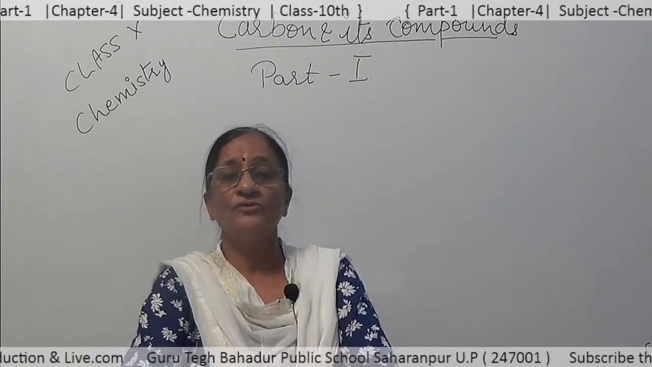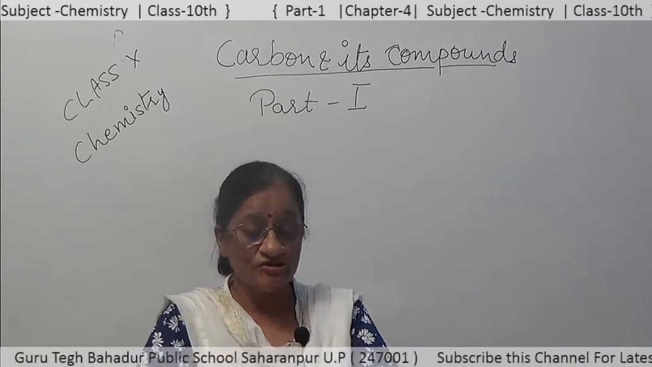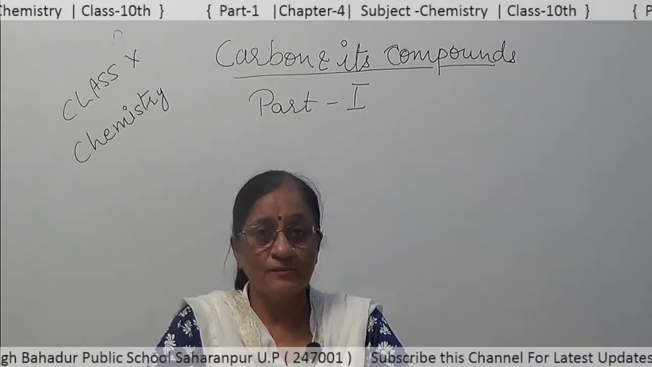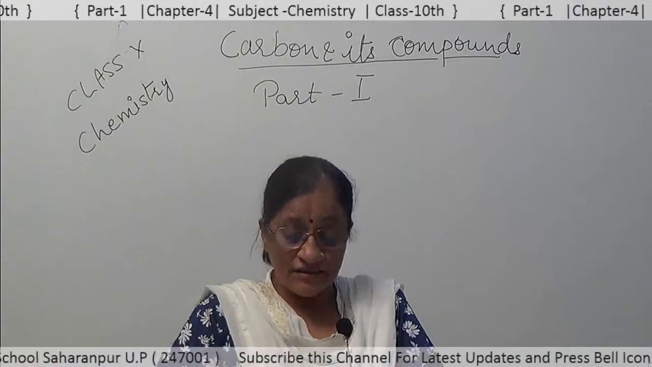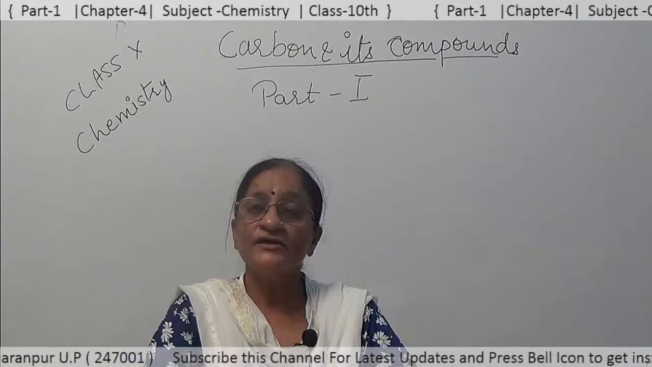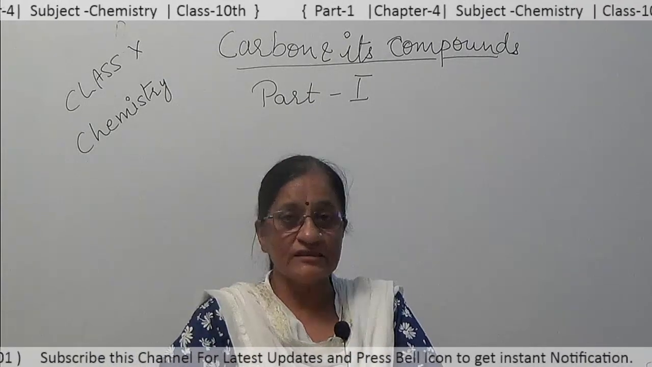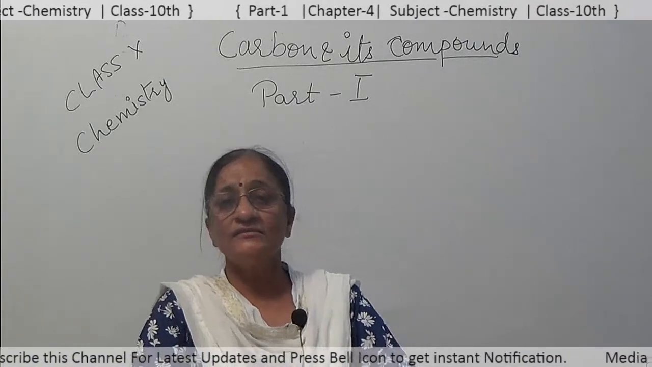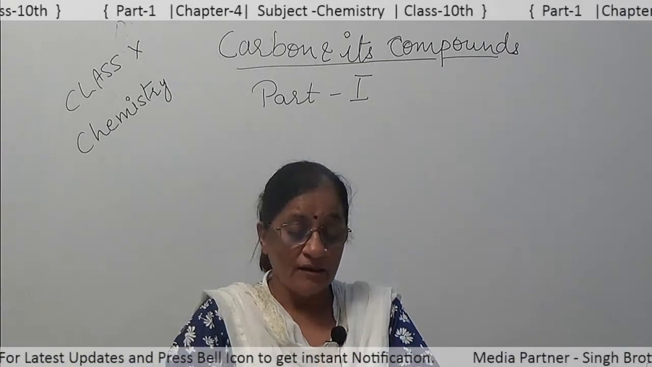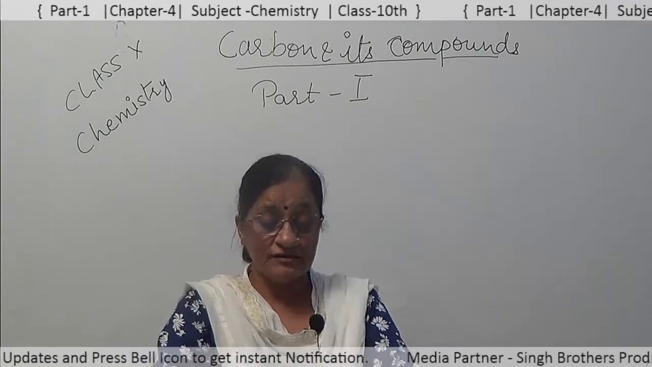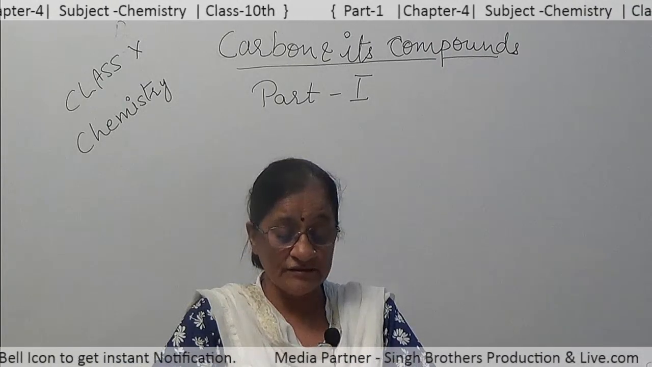So today we are going to start our next chemistry chapter, that is Carbon and its Compounds. Carbon, as you all know, is a unique element. It is a non-metal which exists in nature both in free state and in combined state. In free state, it occurs in Earth's crust as coal, diamond, graphite, etc.